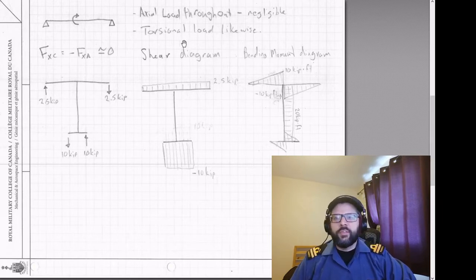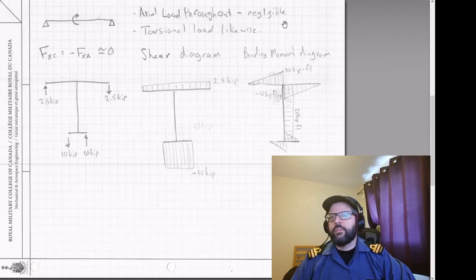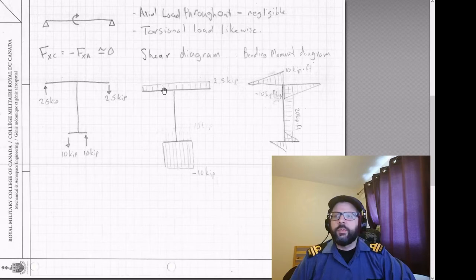This allows us to basically finish off our free body diagram overall. So now we move on to going to our loading diagrams. Again, axial load throughout is going to be negligible. There's no forces here that are going to be generating axial loads. Likewise for torsion.